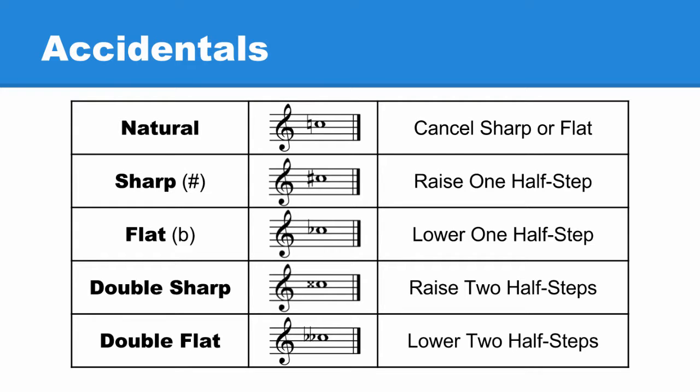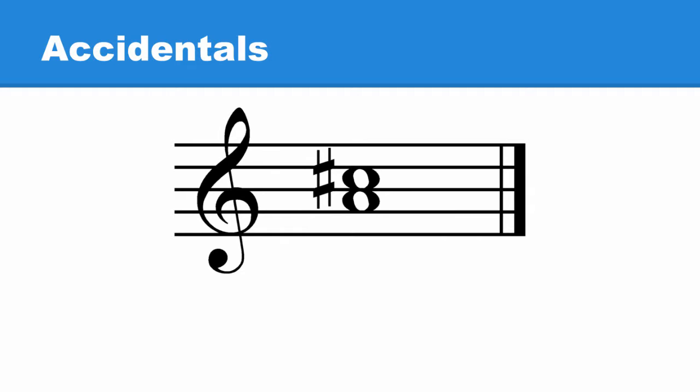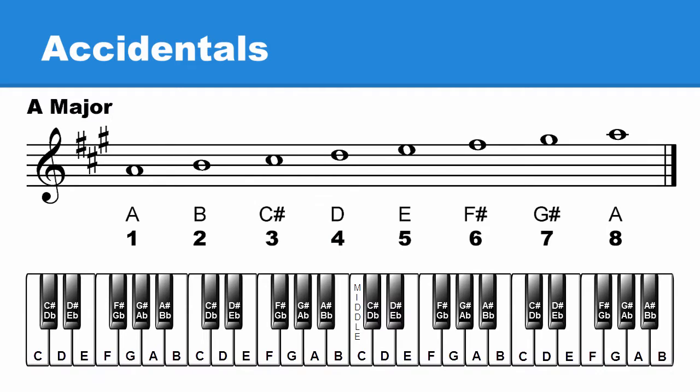Let's see how naturals are used to raise and lower notes in intervals. This interval has A on the bottom and C sharp on top. This interval is a major third. Since A is the bottom note, we'll use the A major scale.